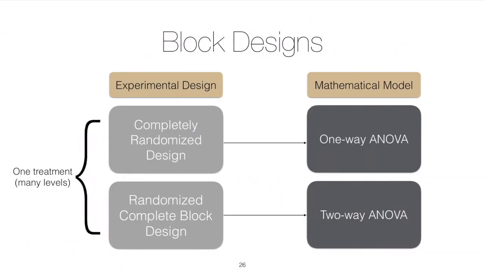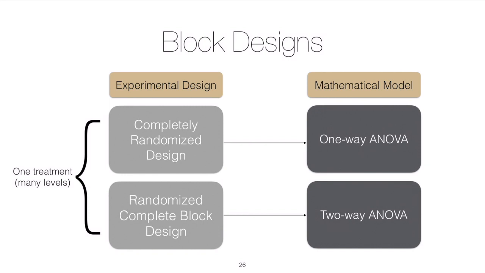All right, let's think about the mathematical model for the randomized complete block design. So we've now seen that if we have a completely randomized design with one treatment factor with potentially many levels, we can use the one-way ANOVA to analyze the results. Now, for a randomized complete block design, it should not be surprising that we can use a two-way ANOVA for the statistical analysis, with a treatment factor and a blocking factor, and each of those with potentially many levels.